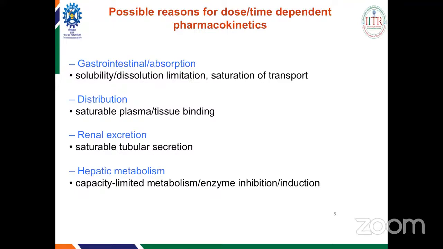Another very important aspect is hepatic metabolism. As you must know very well, the liver is the primary site of metabolism. If the compound concentration increases to a significant extent in the liver, it is quite possible that it may saturate the enzymes involved in the metabolism of a particular drug or chemical. And if its metabolism is not happening further, the concentration will keep on increasing, and you may see a more than dose-proportional increase in the systemic circulation.